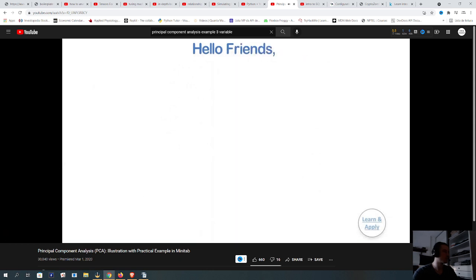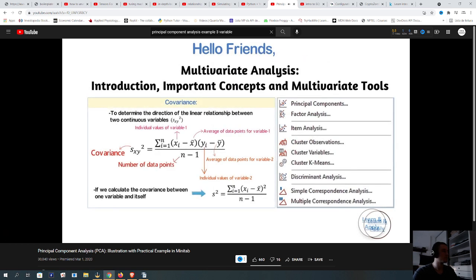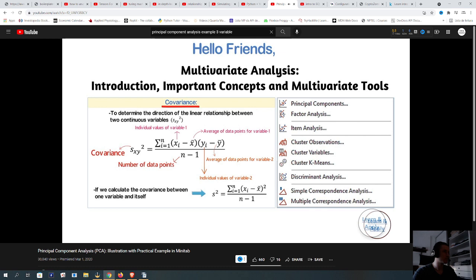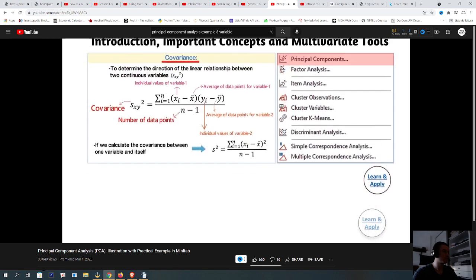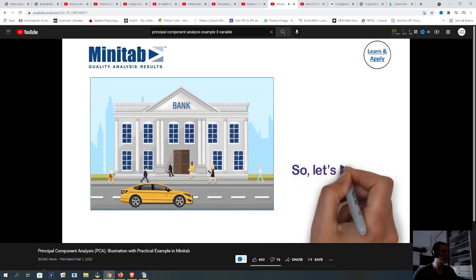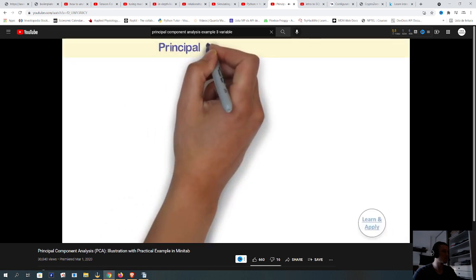In the last video on multivariate analysis, we had seen the introduction of multivariate analysis, some of the important concepts used in it, and the introduction of various tools and techniques as a part of it. In this video, we are going to learn the first tool in multivariate analysis in Minitab software with the help of a practical example for easy understanding and better clarity. So let's begin.